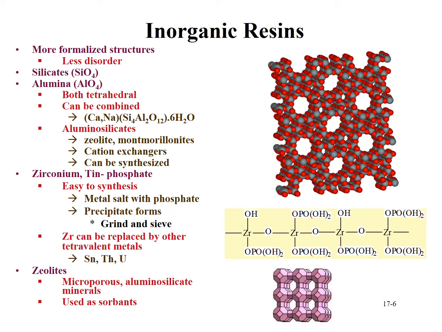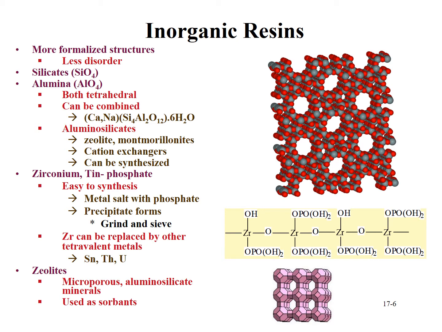Inorganic ion exchangers can also perform separation functions. One of the main differences between the inorganic and organic resins is that the inorganic resins tend to have more formalized structures, there's less disorder, so these may be more useful in performing size separations. Examples of some materials can be silicates, alumina type structures. Both these structures are tetrahedral. They can be combined into extended structures such as those shown here.